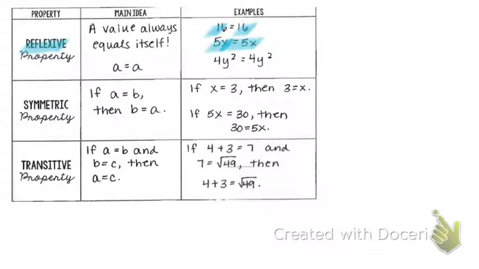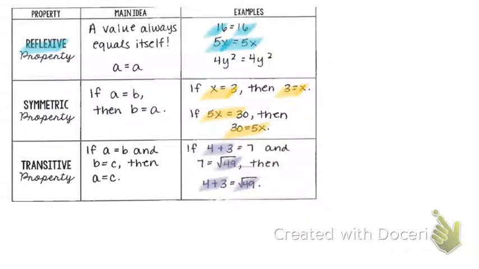Symmetric is somewhat similar to that. Let's take a closer look here. Except it's the same thing, but you just switch sides. x equals 3 is the same as 3 equals x. Or 5x equals 30 is the same as 30 equals 5x. And then the transitive property is the longest one of them all. It's saying, like, if I say this equals 7 and I say this equals 7, then these two must be equal to each other. So that is the transitive property.